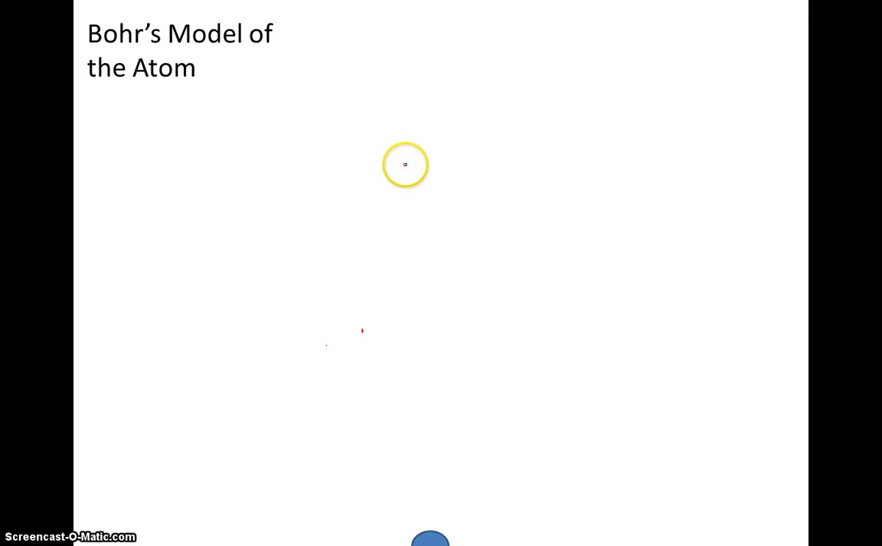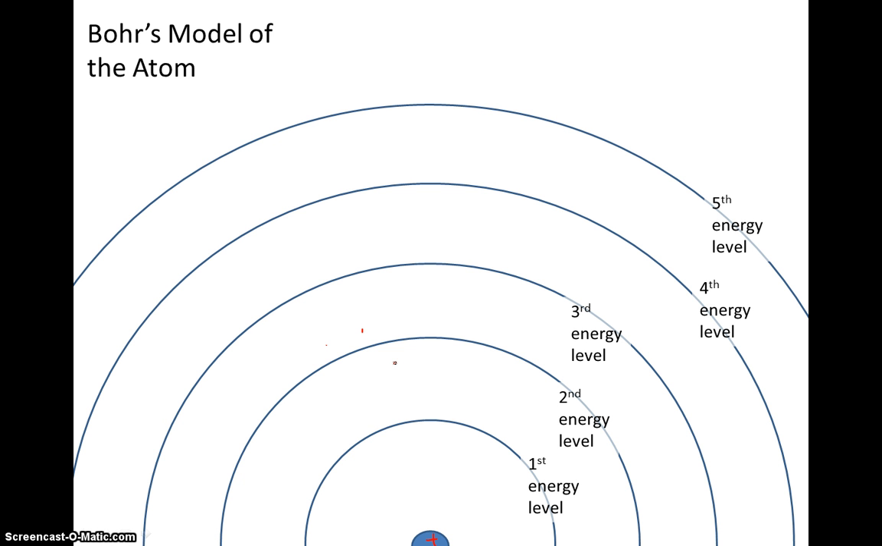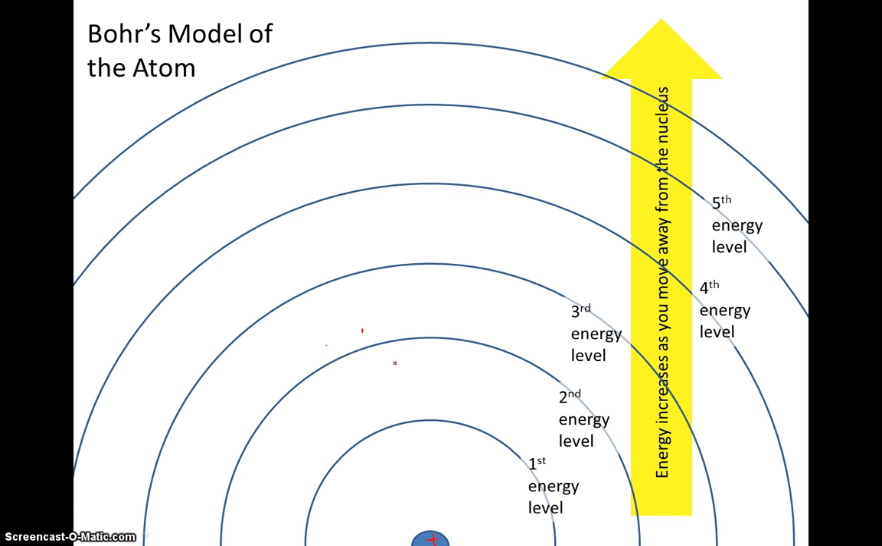So the Bohr model of the atom, he knew that there was a dense positive nucleus because he worked with Rutherford, who found that out. And in doing his experiments with hydrogen and seeing the light spectrum come out, he realized that there were these energy levels outside the nucleus and that that's where the electrons were located. So there was a first energy level and a second, and they go all the way out to 7, even though this picture is only going to go out to 6.